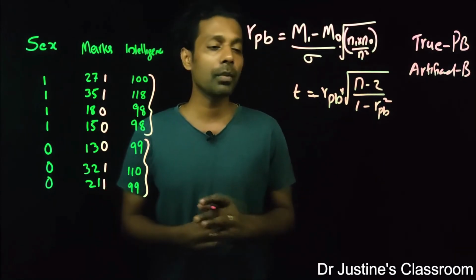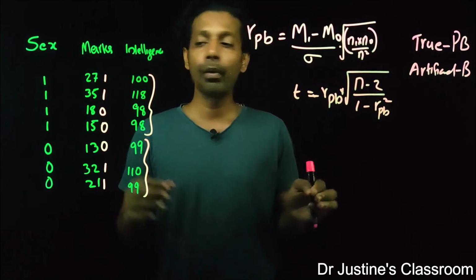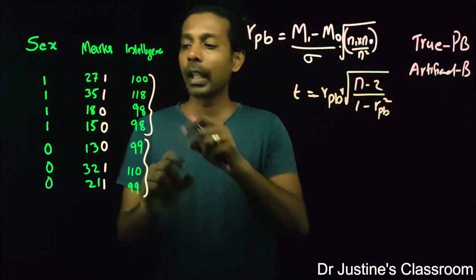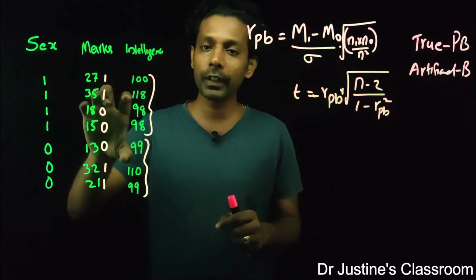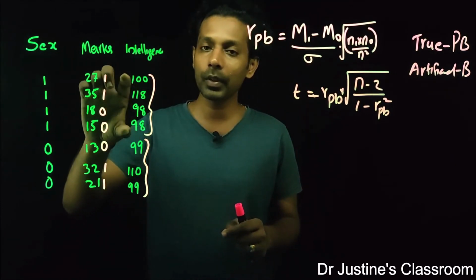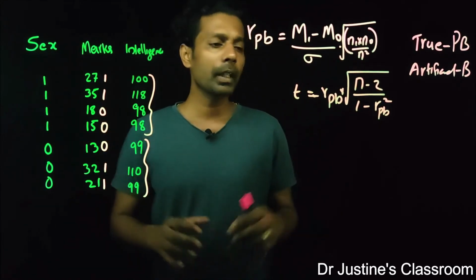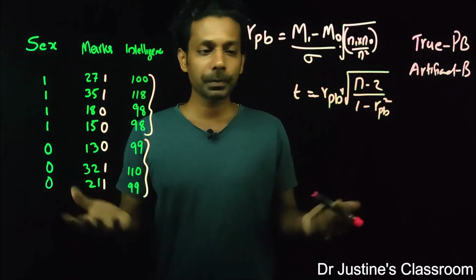So what are the assumptions? Almost the same assumptions as the t-test. Both groups have to be normally distributed, and the second one is that homogeneity of variance has to be there. That is, the standard deviation of this group has to be the same as the standard deviation of this group. No outlier should be there. It's almost the same as the independent sample t-test assumptions.